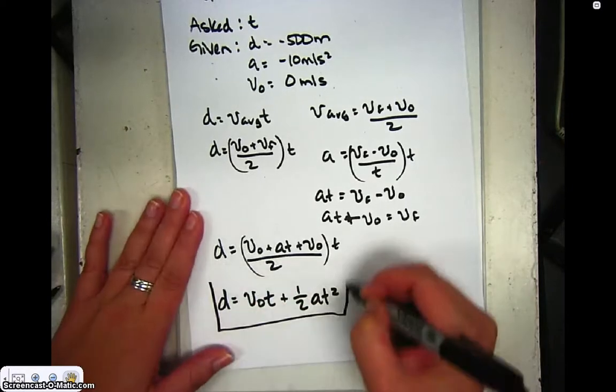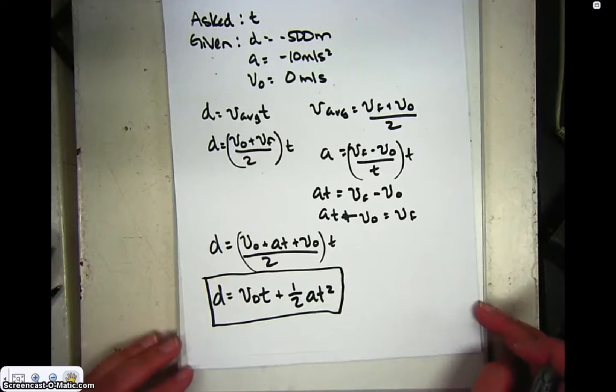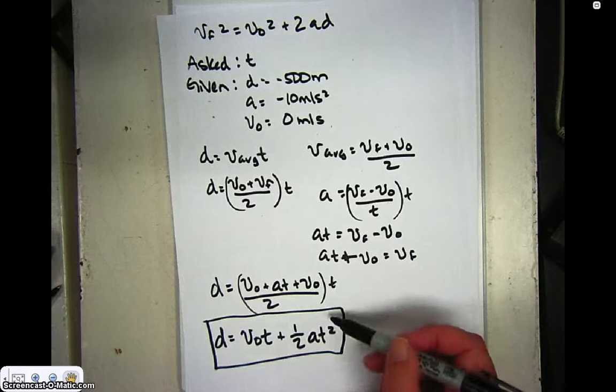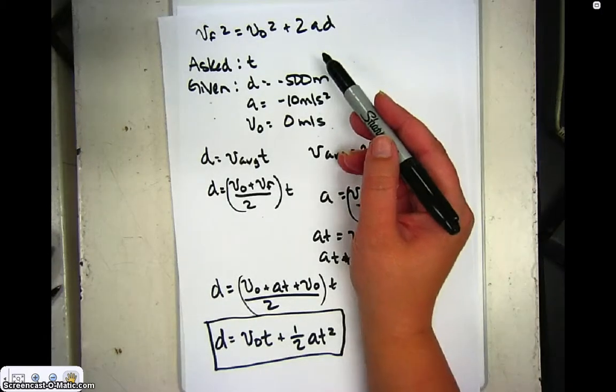This is the second of our derived constant acceleration equations that we want to memorize. Okay, so we have this one here, and we have those, and that one there, on top of our other equations.